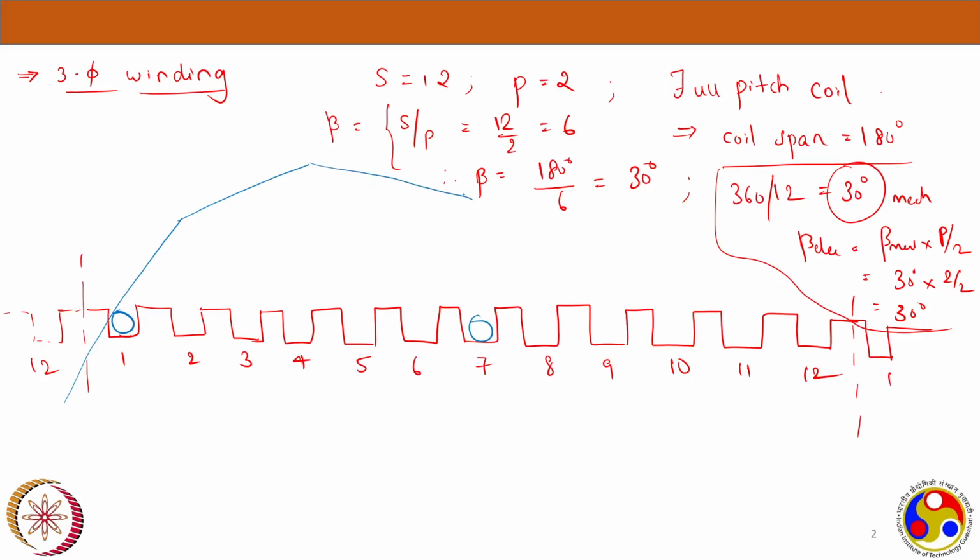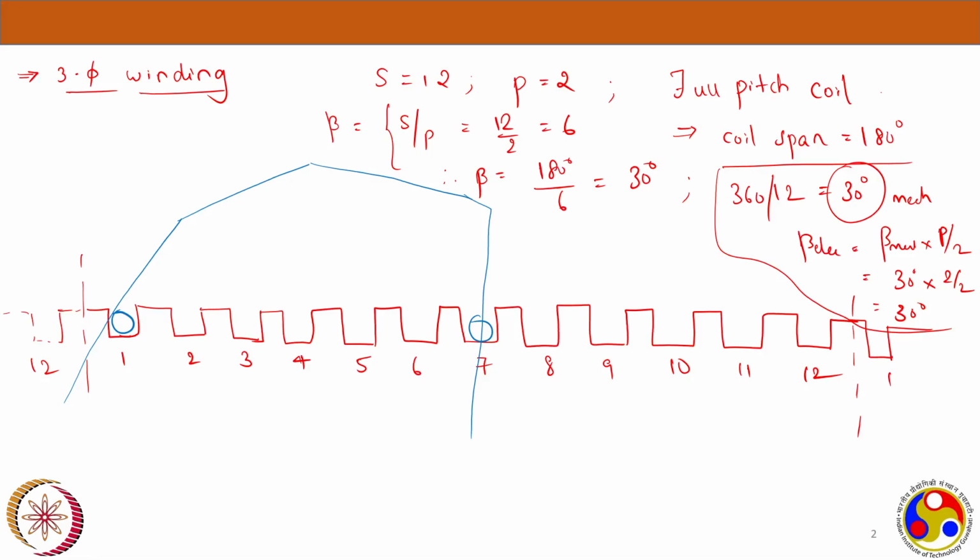180 degree, right? Right, 180. That's right. So how did 180 transform into the number seven? That's what I'm asking. One slot is 30 degree. Yeah. So one slot is 30 degree. So there is a slot pitch which we have calculated, that is beta, that is 30 degree. Now each slot is 30.